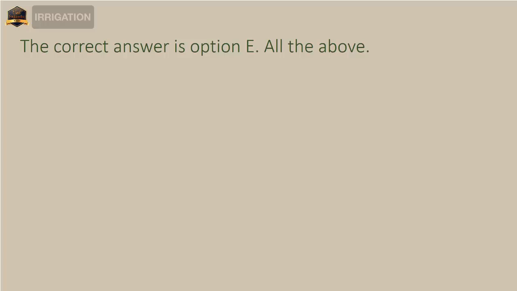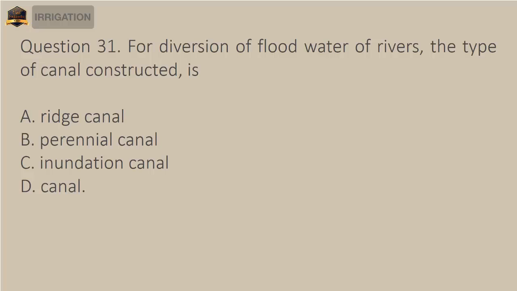Question 31. For diversion of floodwater of rivers, the type of canal constructed is A. Ridge canal, B. Perennial canal, C. Inundation canal, D. Canal. The correct answer is option C, inundation canal.